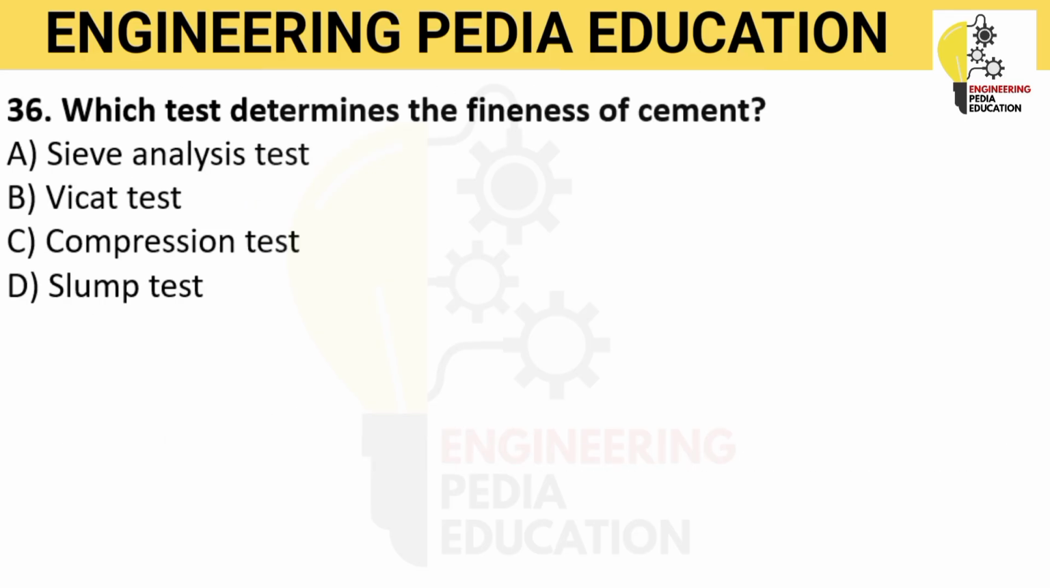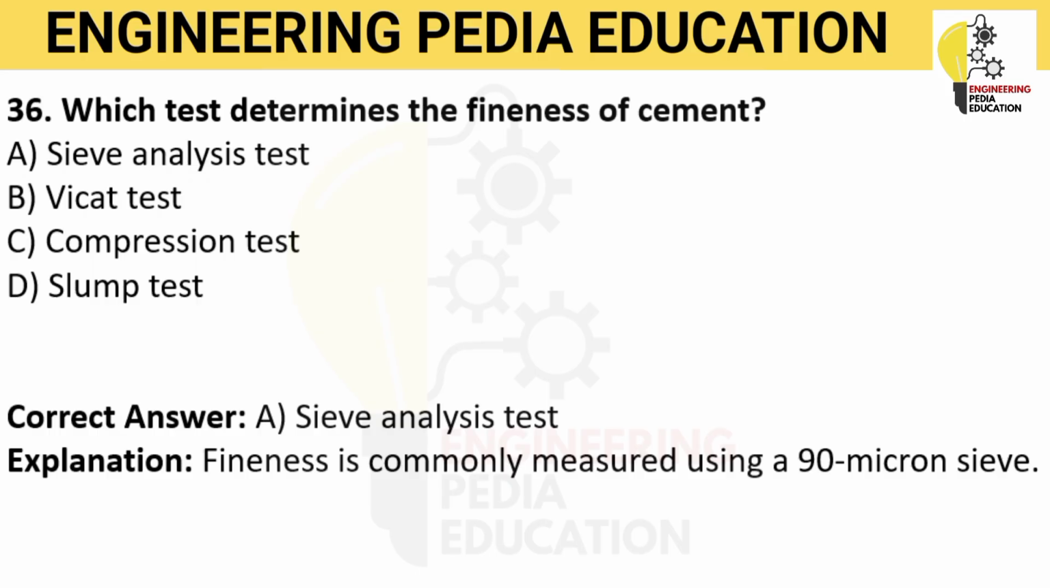Which test determines the fineness of cement? Sieve analysis test, Vicat test, compression test, and slump test. So, the Vicat test is used for the consistency test, the compression test is used for the compressive strength test, and the slump test is used for workability. Sieve analysis test is commonly used for fineness of cement. Fineness is commonly measured using a 90 micron sieve.